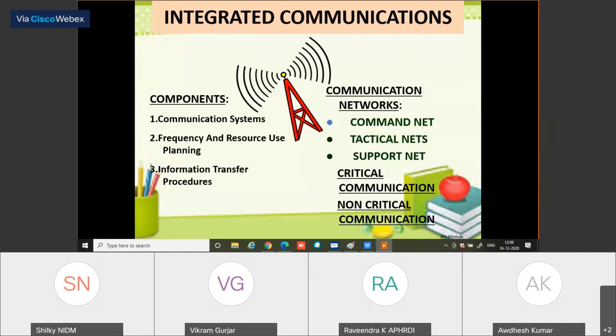So we need to have a very strong communication network system so that all are in communication with each other, in touch and in contact with each other. For that, we need command nets, tactical nets, and support nets, which we can discuss, and we need critical communication and non-critical communication. Critical communication, which is of the utmost importance, is required to be conveyed down. Whatever is non-critical, of not that much importance as compared to critical, may be spared and not forwarded.